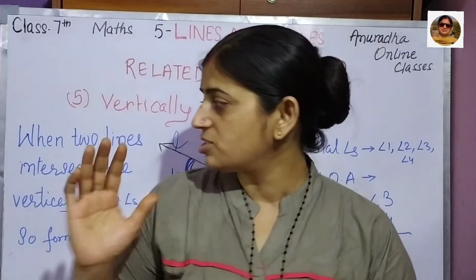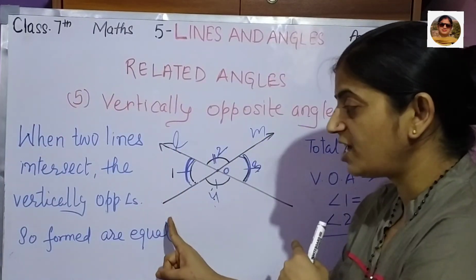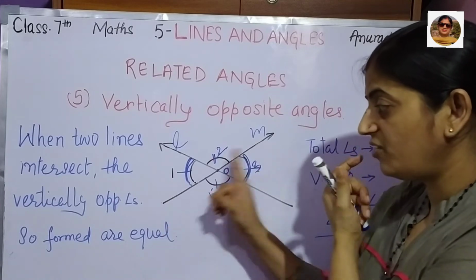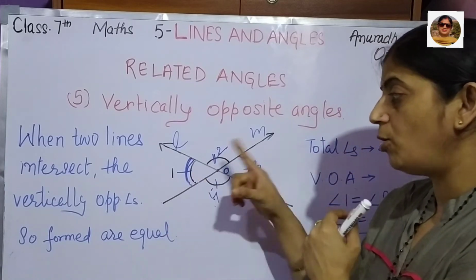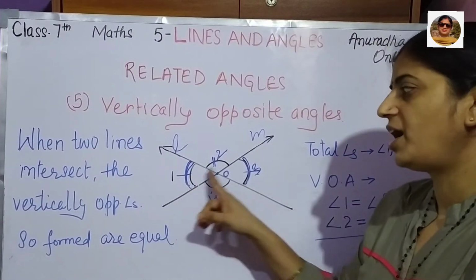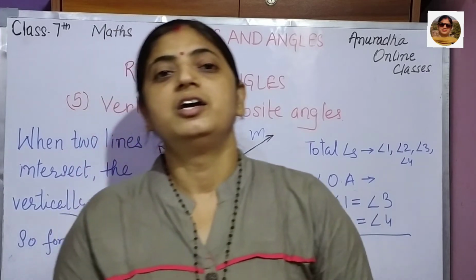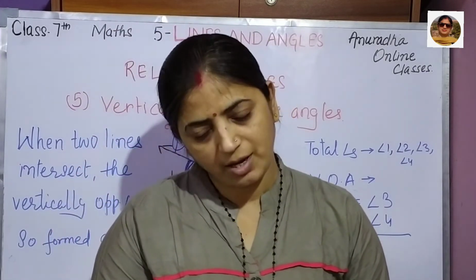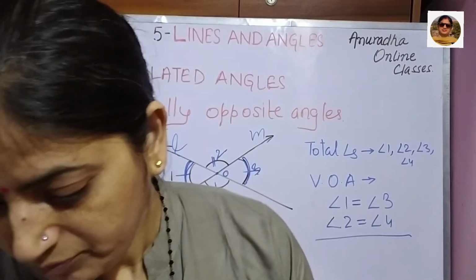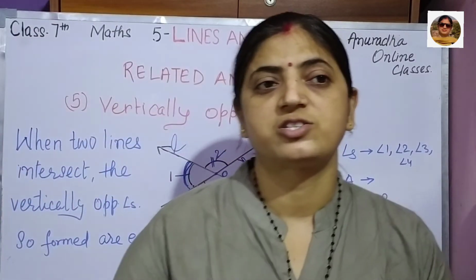So just remember this thing. When two lines intersect each other, so whatever angle they are forming to their opposite, that is known as vertically opposite angles. Okay, and always keep in mind vertically opposite angles are equal in measurement. Okay, so let us come to the next topic.